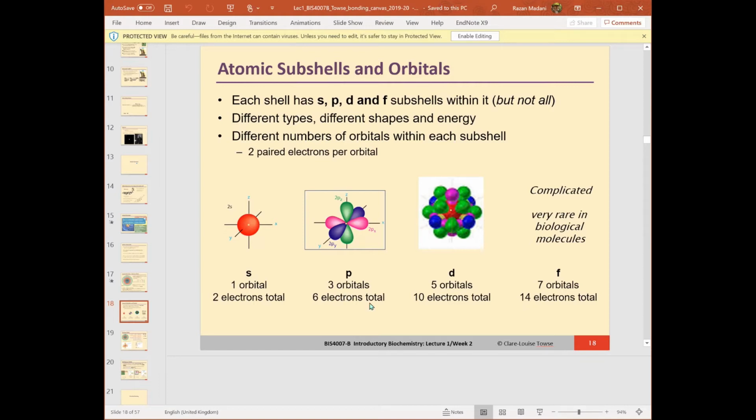What it's talking about in orbitals, I would like you to draw this.